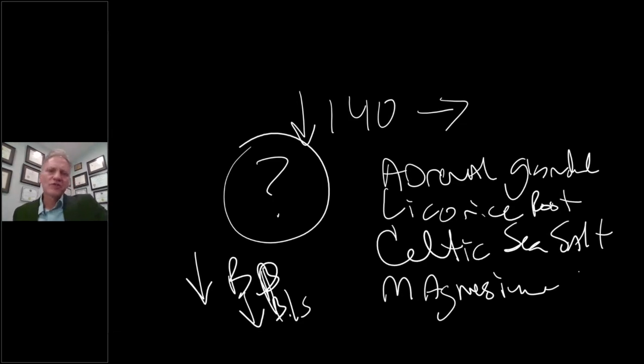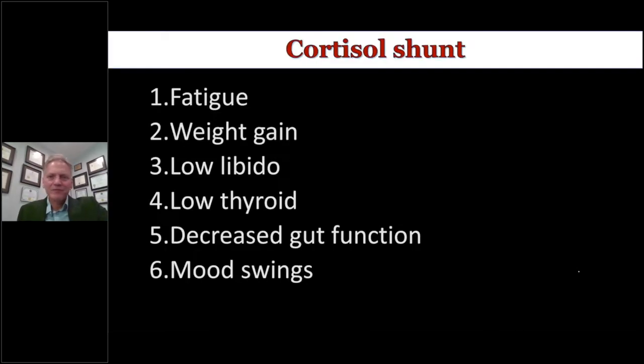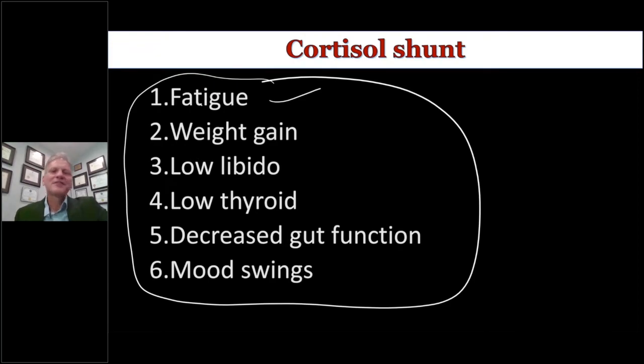Okay, so here are some of the symptoms you'll see if somebody has cortisol shunt: fatigue, weight gain, low libido, low thyroid, decreased gut function, and mood swings. So how many patients do you have that come in that have 2 or 3 of those? Well, if you've been doing this work for over 2 weeks, then you probably have every other patient coming in with a level of this going on. So if you see that, you want to work through the patterns and see if it is the neuroadrenal loop, because if it is, it's an invitation to figure out really what's at the root of the person's problem.